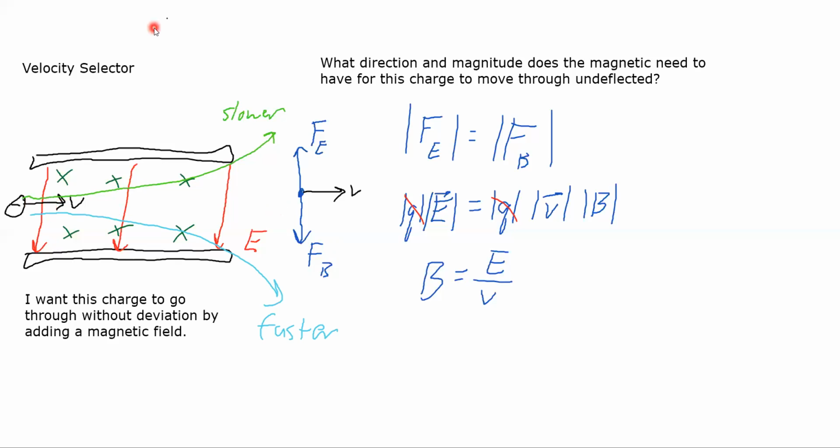Okay, so this is why it's called a velocity selector. Also, this relationship is independent of charge. It just depends on velocity. So only particles with the right amount of speed will go through undeflected. Anyone going slower than that will go up. Anything going faster than that will go down.